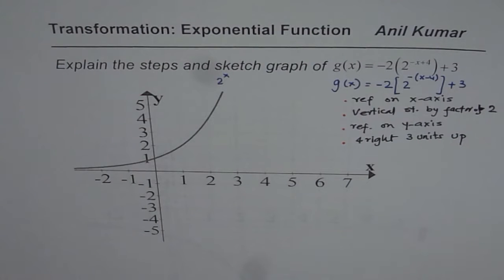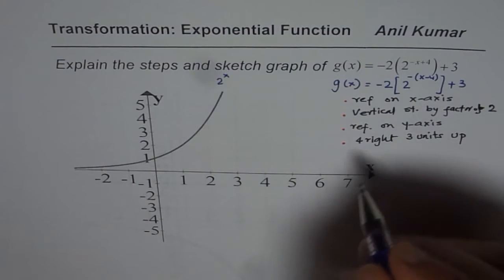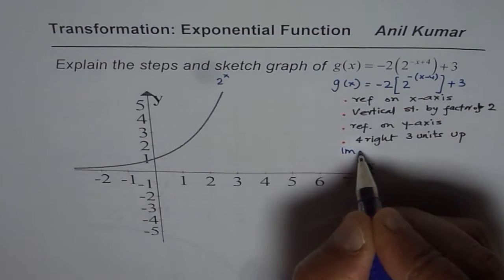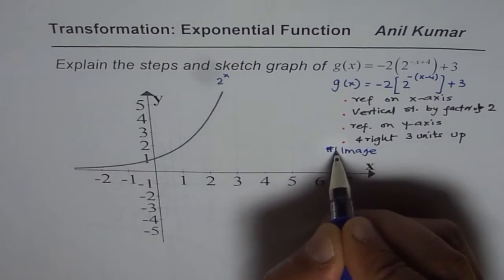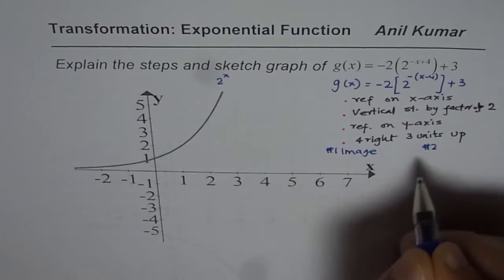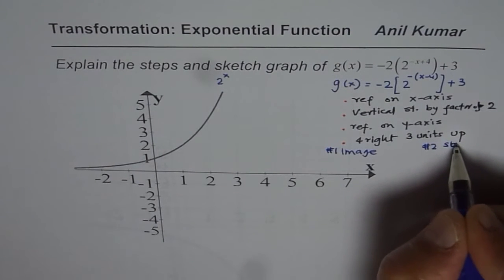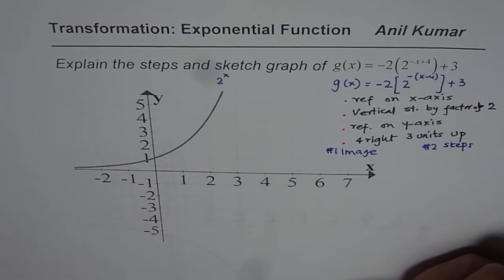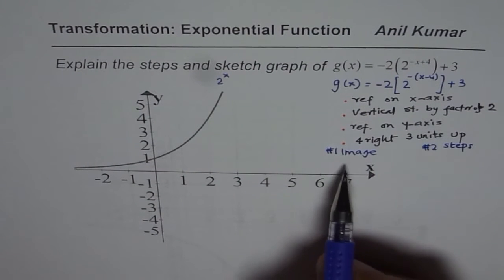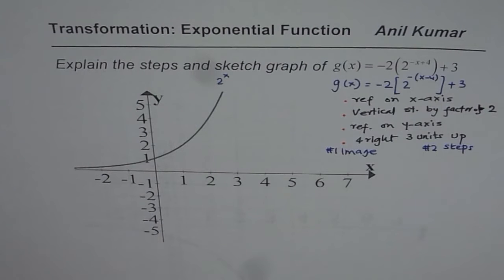Now, we can actually sketch it in two different methods. One of the methods is to find image points. Let me write this as method 1, and method 2 is to do graph in steps, as in transformation, right? So let us discuss image points first.